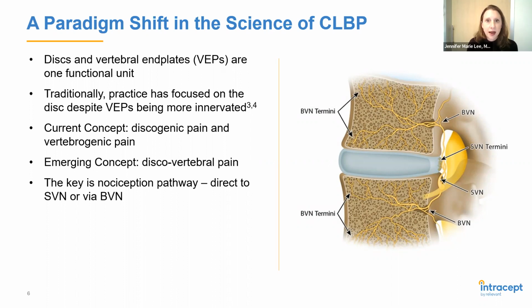So in decades past, we had things like biacuplasty or IDET, and these were treatments targeting the disc directly for treatment of pain. But what we know is that the disc is really not very innervated. In fact, the density of nerve innervation is so much greater on those end plates, and for the most part, it tracks back to the sinuvertebral nerve.